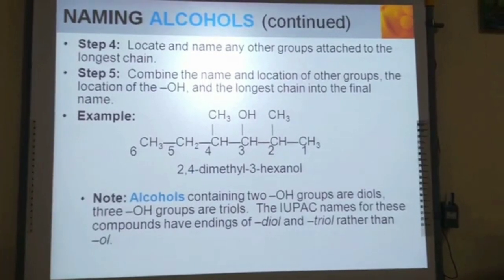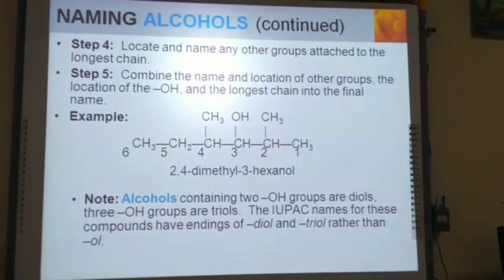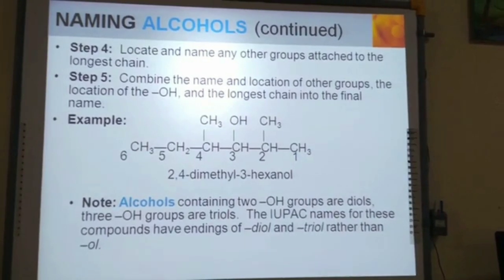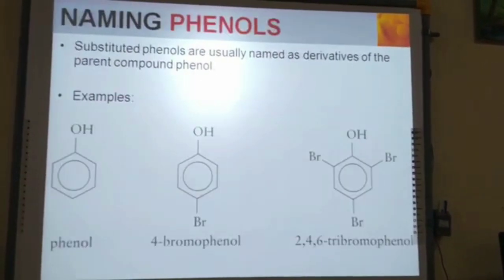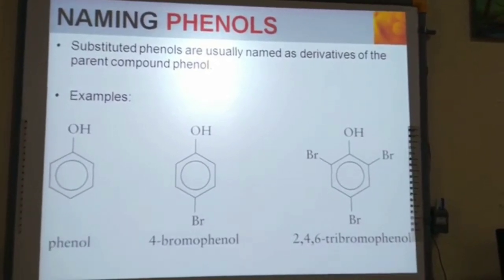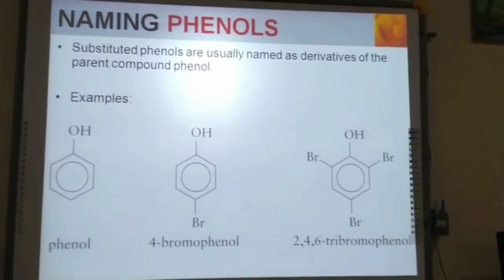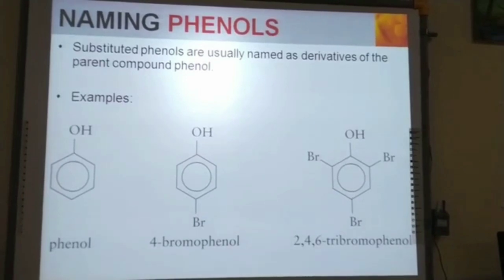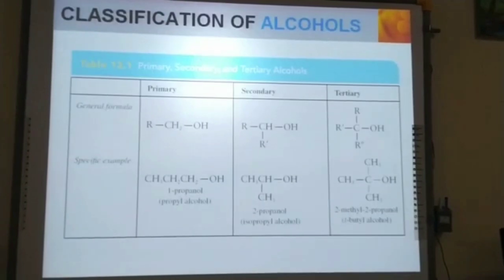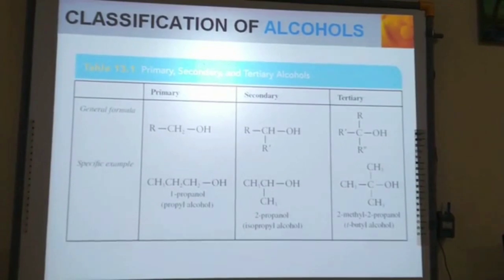When some side chains are given, first write the name of the side chain and then the longest chain which contains the functional group. In this particular example, the name of the compound is 2,4-dimethyl-3-hexanol. In the case of phenol, the OH group is attached to the benzene ring. The name is phenol and counting is done from the carbon which contains the OH group. The second one is 4-bromophenol and the third one is 2,4,6-tribromophenol.